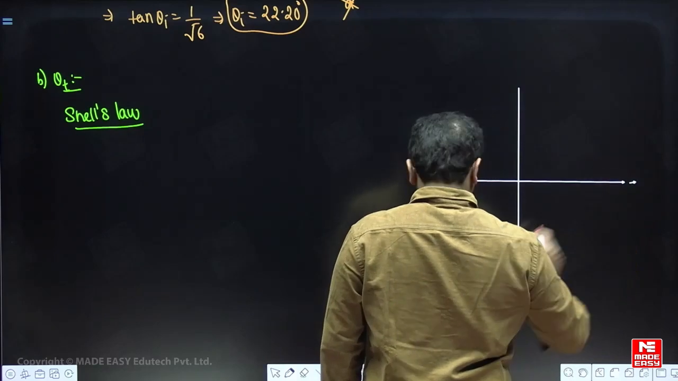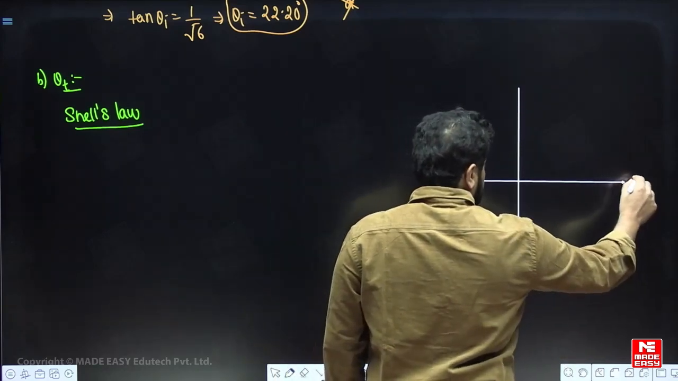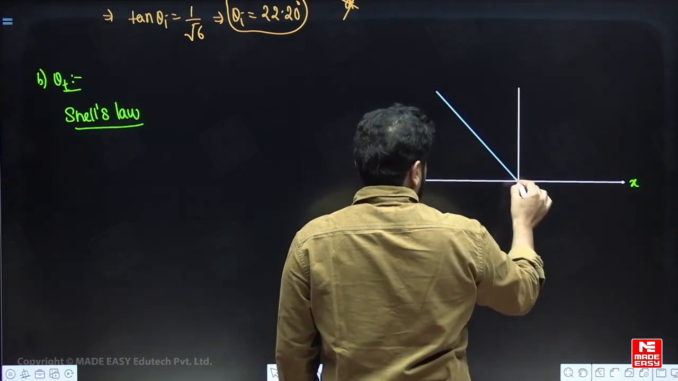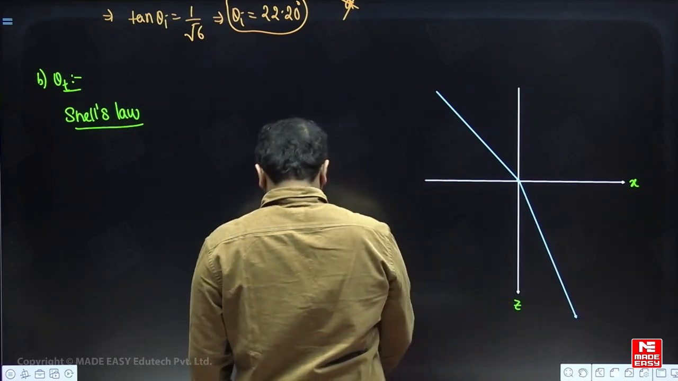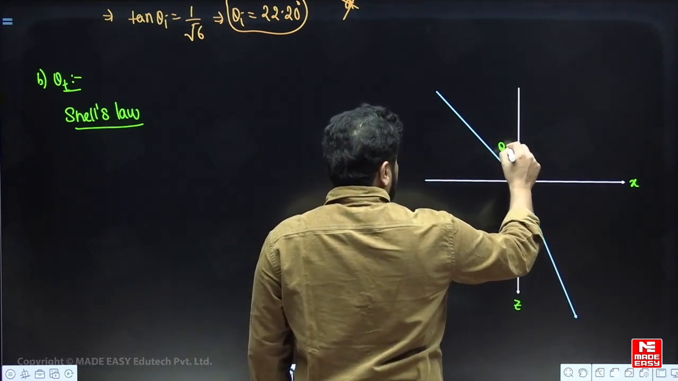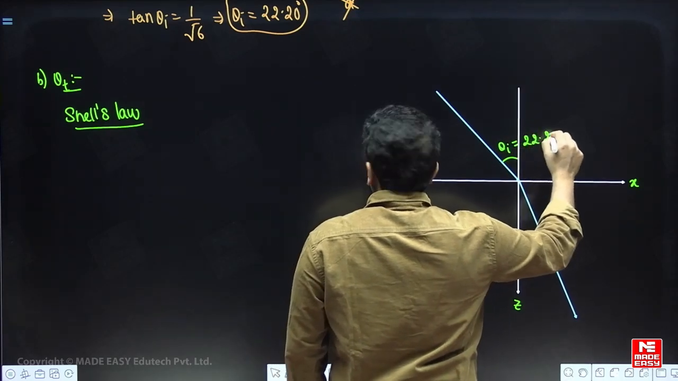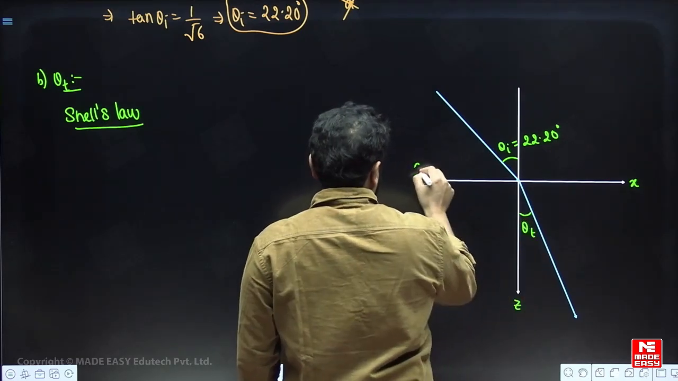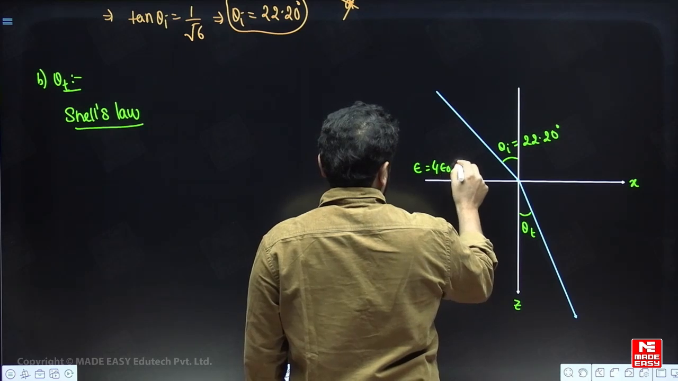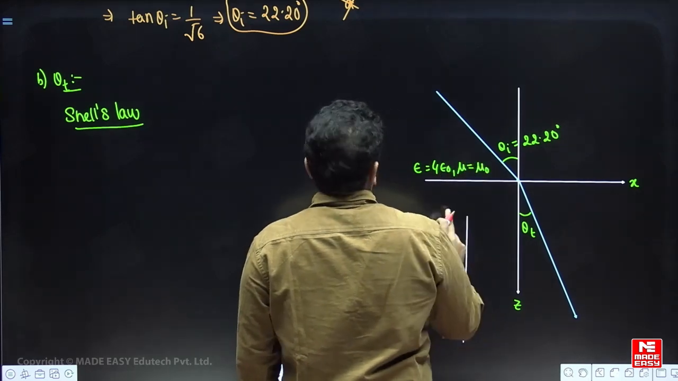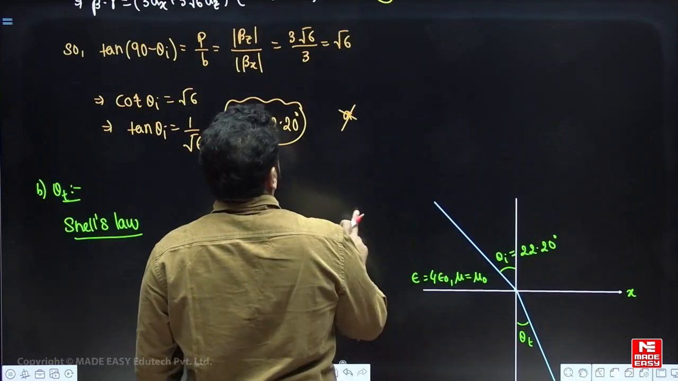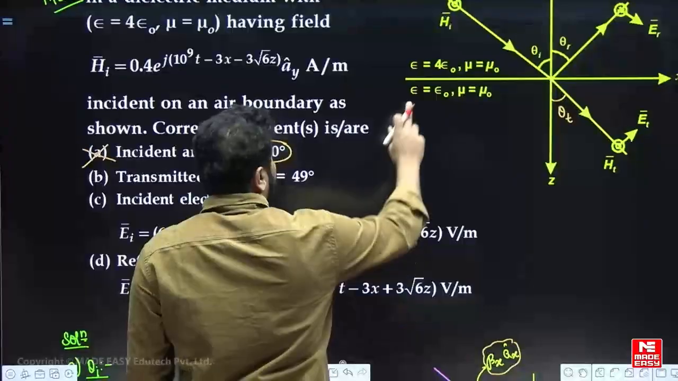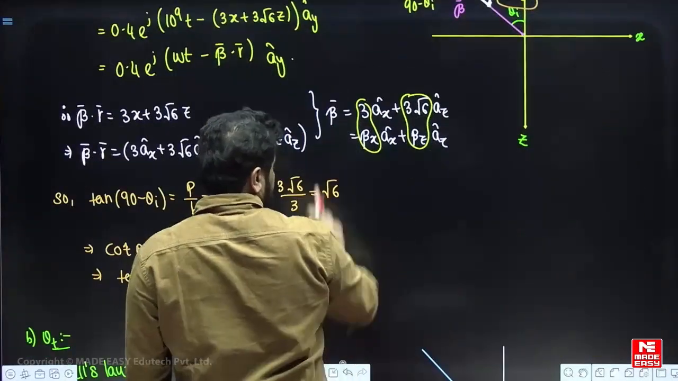This is the x-axis, this is the z-axis given in the question. The wave is coming from here and it is going like this, right? This angle theta I know is coming to be 22.20 degrees. They are asking for the value of theta t. Here epsilon is given as 4 times epsilon naught and mu is given as mu naught. Am I correct? Let us see. Where is the diagram? Yes, 4 epsilon naught and mu naught, and this is epsilon naught and mu naught, right?